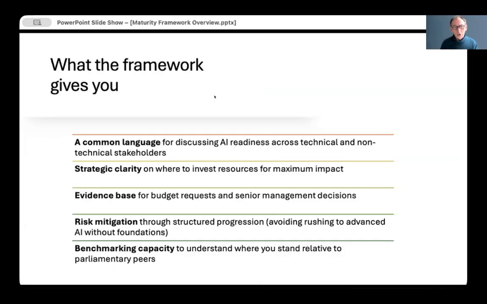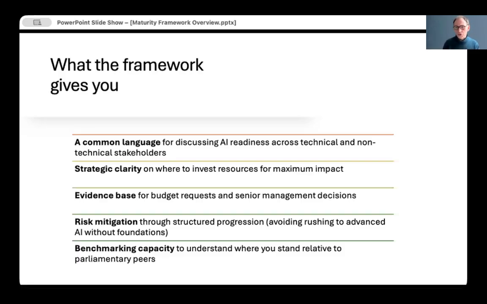So what we tried to do with the framework is give you a common language that lets you discuss your AI readiness and your AI ambitions across the institution. And this is really important because AI is a transformative tool. It involves the highest levels of Parliament, from Secretary General and speakers right down through Parliament. It's not a technology issue alone. So we need to be able to have a conversation in the same language with business leaders, senior management, members, and technical staff. And the framework gives you the vocabulary to do that.